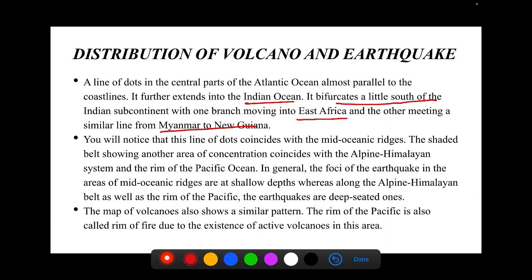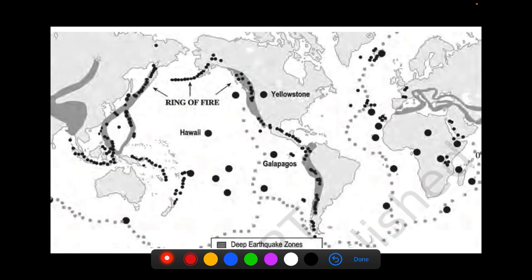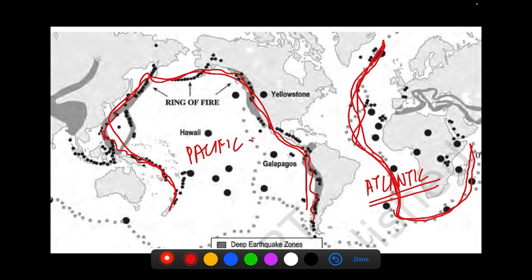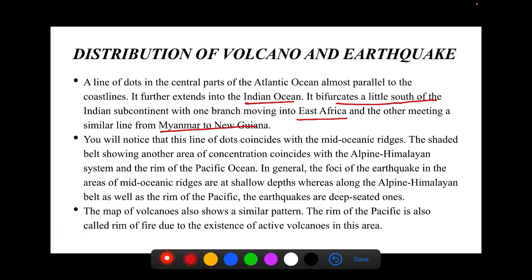You will notice that this line of dots coincides with the mid-oceanic ridge. This Atlantic mid-oceanic ridge is similar to the mid-oceanic ridge mountains that we have discussed just now. Whenever lava comes out from the lava accumulation, volcanoes are formed, and whenever the lava comes out, the earth shakes and earthquakes come. So these points coincide with the mid-oceanic ridge which is present in the Atlantic Ocean.